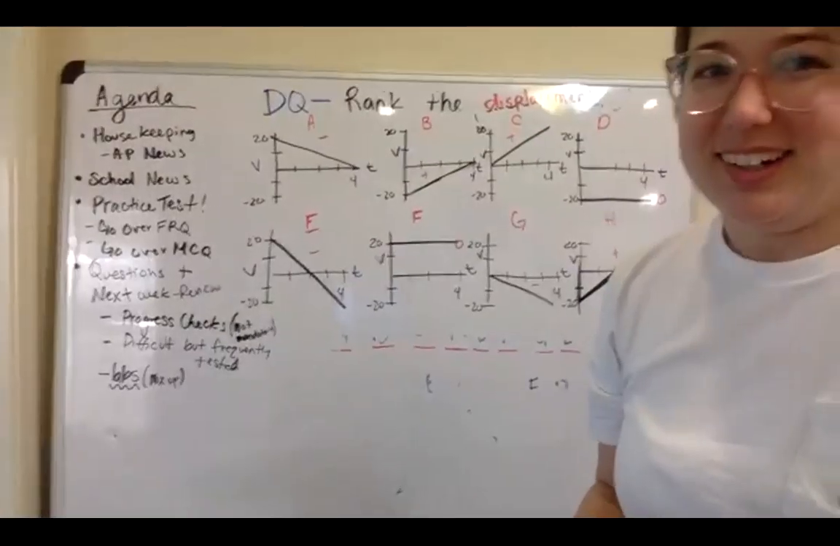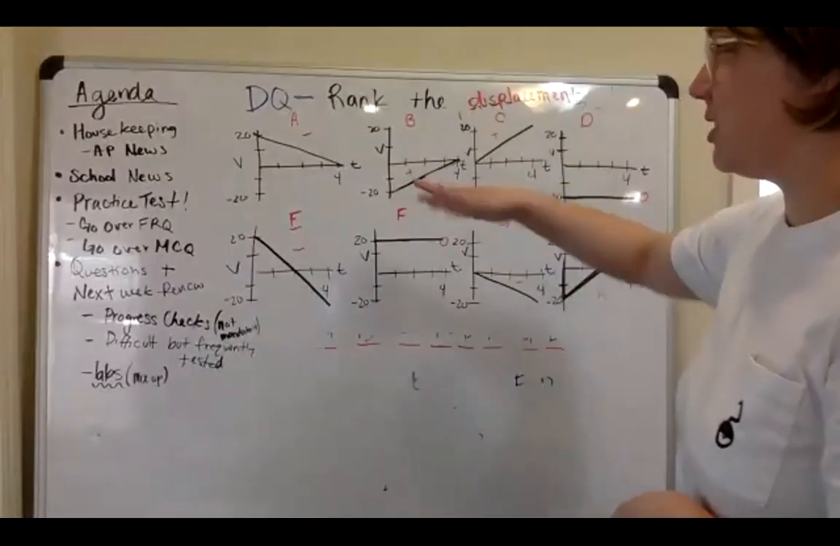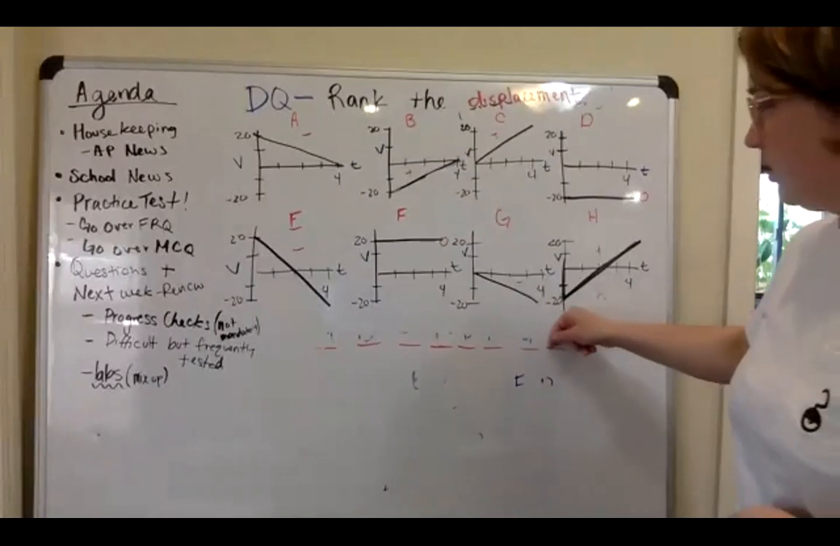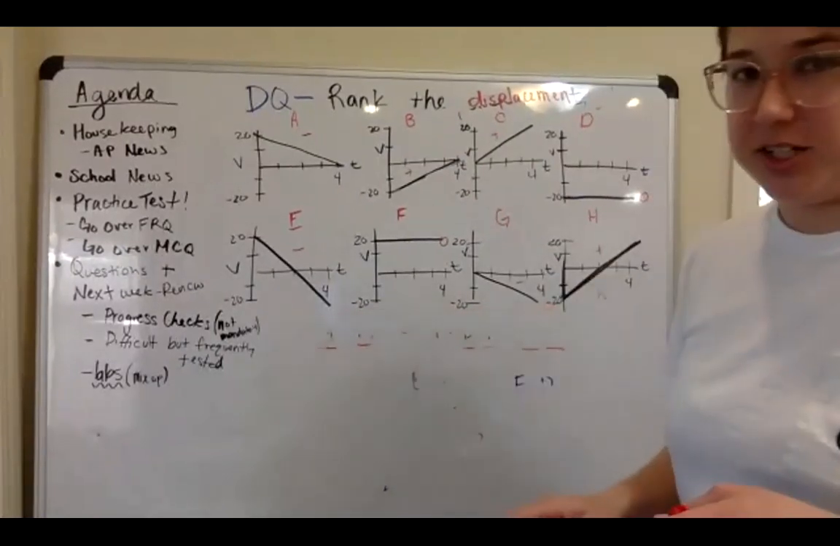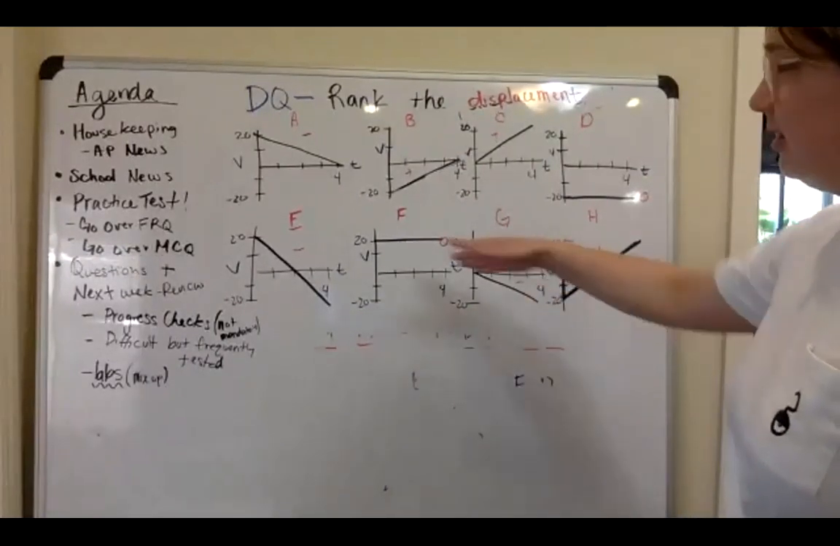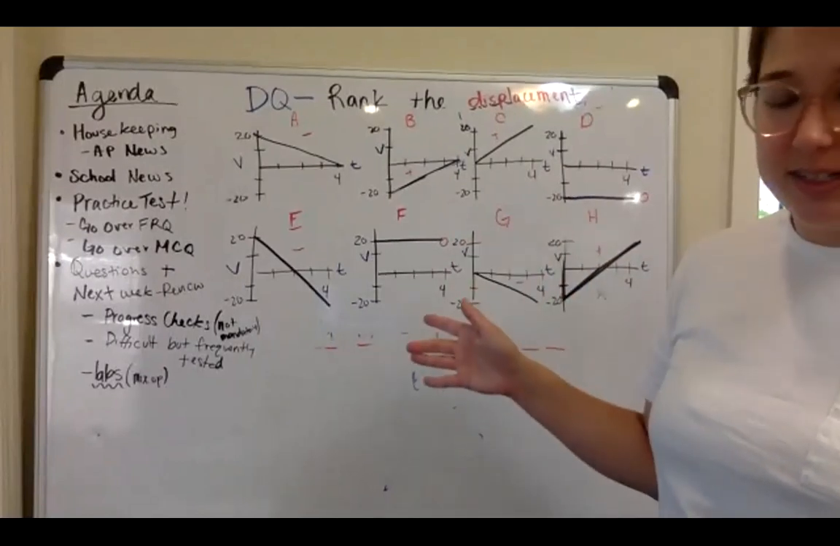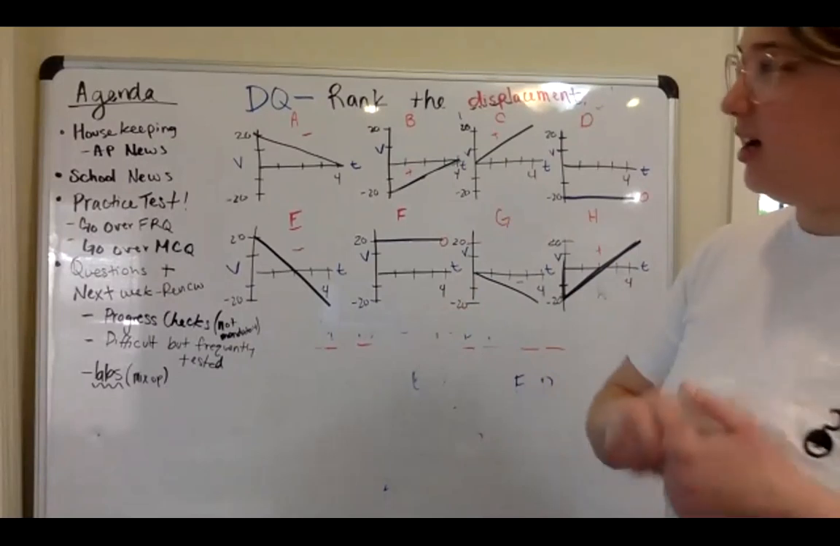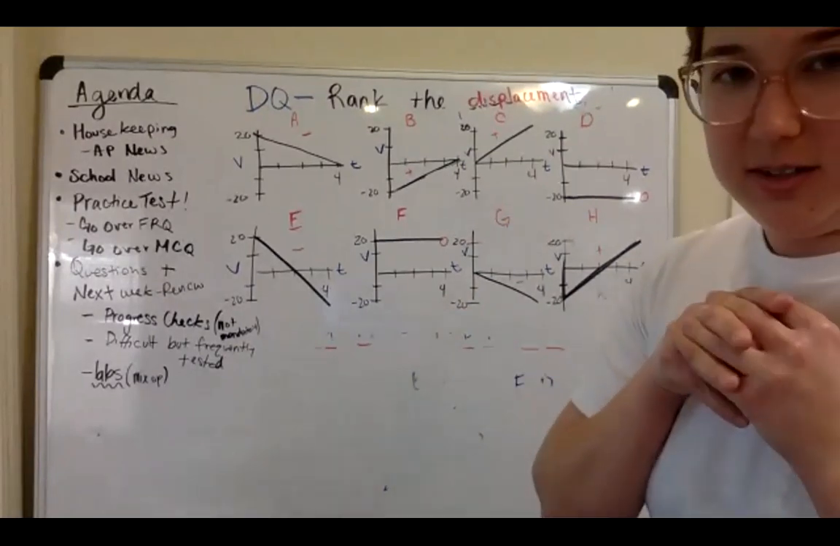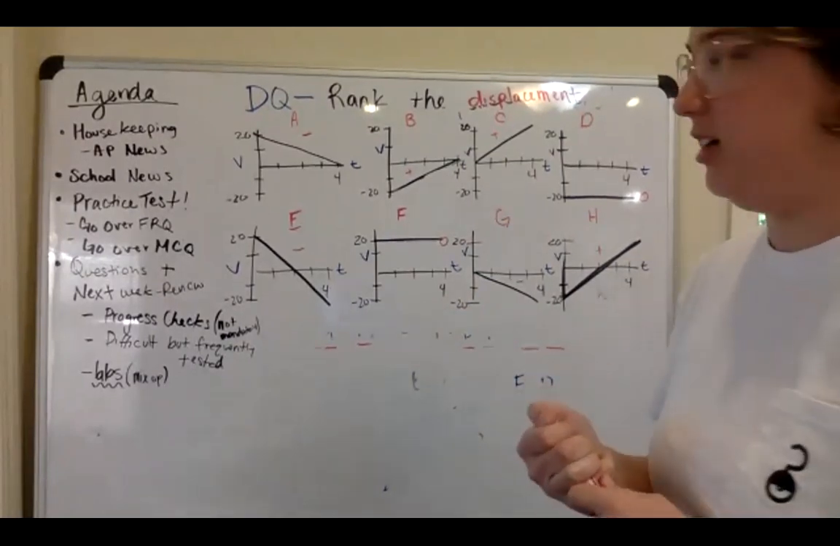So I want you to write these for displacement. We already talked about how acceleration is going to be based on the slope, either positive or negative. Displacement is what? What are we looking at? Area. Area under the curve.